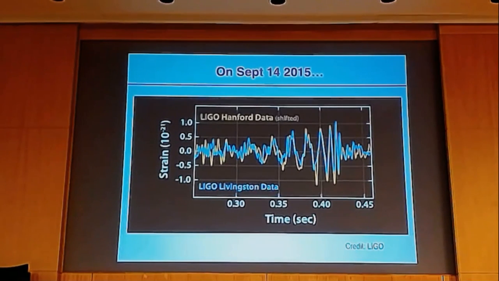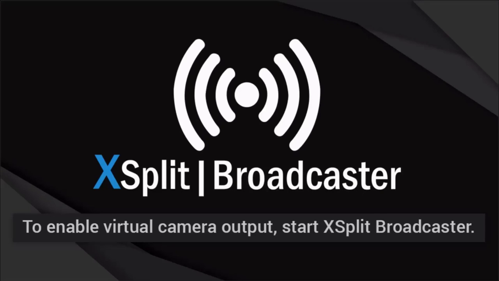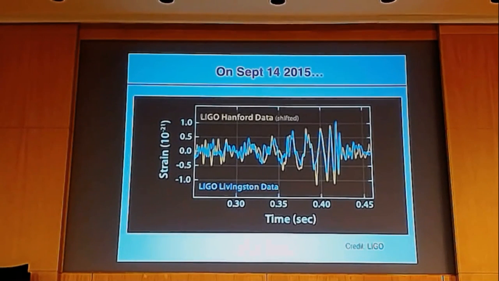So then it was a postdoc in Germany. This happened at 5 a.m. in Livingston, so it's too early for anybody to be looking at web pages. But there was a postdoc in Germany, where it was afternoon, who noticed this strange thing and called the observatory to say, is anything strange happening? Nothing strange was happening, so other people began looking at the same data.